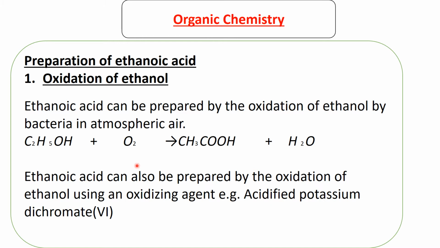Then in case we don't have bacteria, ethanoic acid can also be prepared by the oxidation of ethanol using oxidizing agents such as acidified potassium dichromate or potassium permanganate. These oxidizing agents bring in oxygen, which reacts with ethanol and changes it to the acid. So again, the same equation, nothing new. It's just that here we emphasize the fact that the oxygen has been provided by the oxidizing agent.